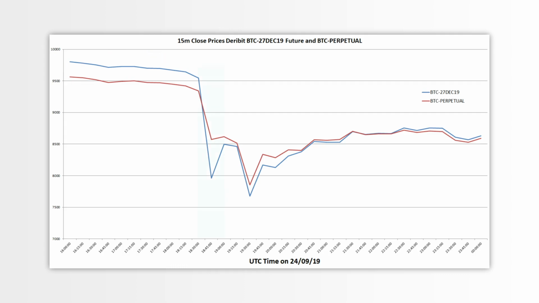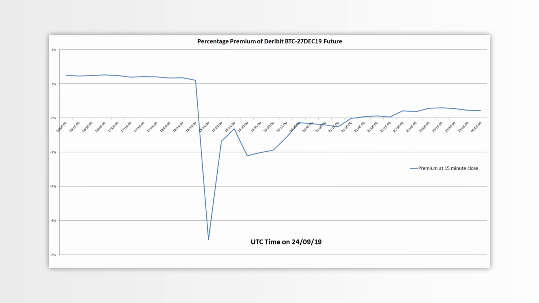At a little after 6:30, the price of both instruments began to drop fast. Importantly for any traders with cash and carry trades on, the futures price dropped several percent further than the perpetual price and spot prices. This resulted in the following percentage premium or discount during that same time period.